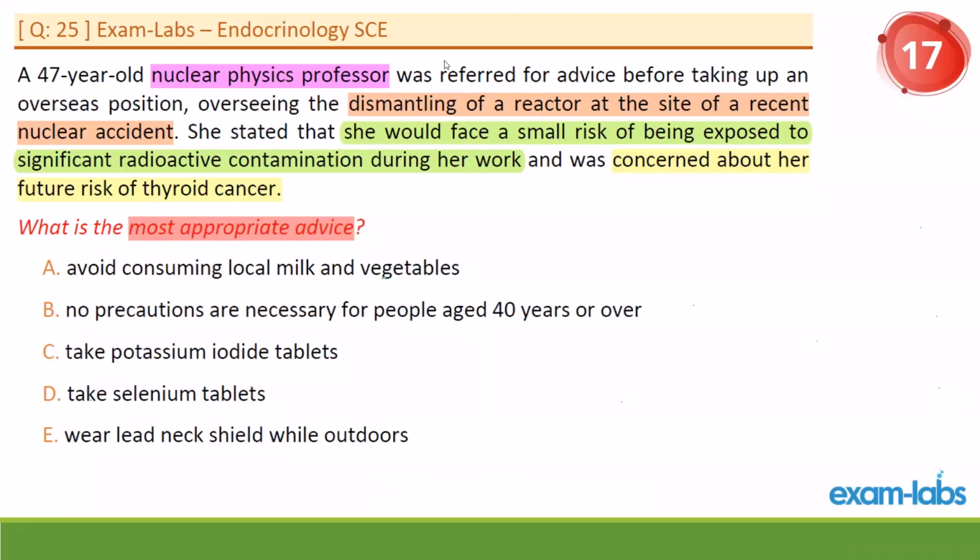B. Take potassium iodide. Don't forget, as I mentioned, taking potassium iodide tablet is the most important to prevent an increased risk of thyroid cancer, especially follicular thyroid cancer. So the potassium iodide tablet is the most appropriate advice if you think he may accidentally have exposure to radioactive iodine.